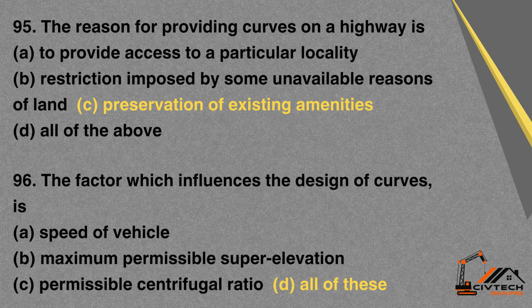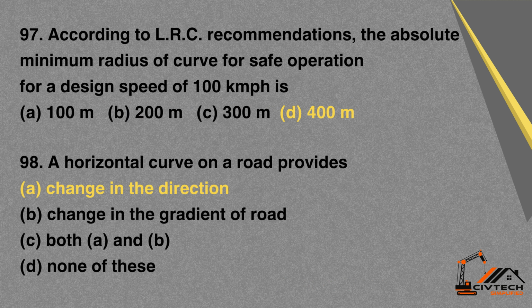96. The factor which influences the design of curves is: A. Speed of vehicle, B. Maximum permissible superelevation, C. Permissible centrifugal ratio, D. All of these. Correct option: D. All of these. 97. According to IRC recommendations, the absolute minimum radius of curve for safe operation for a design speed of 100 km per hour is: A. 100 meters, B. 200 meters, C. 300 meters, D. 400 meters. Correct option: D. 400 meters.